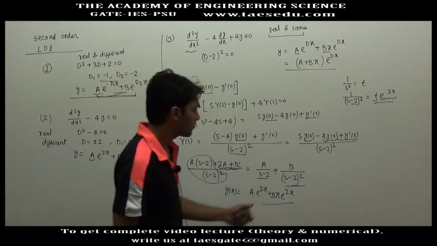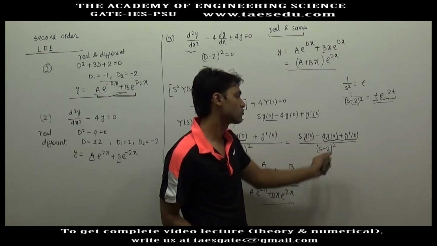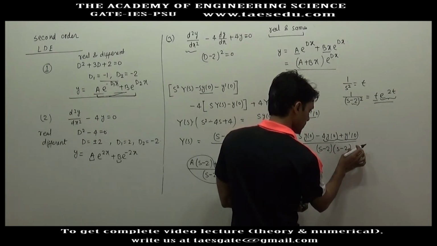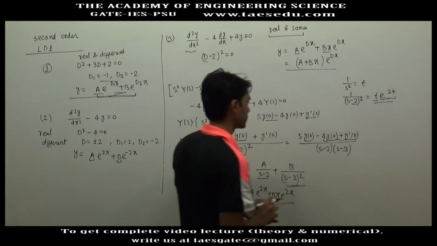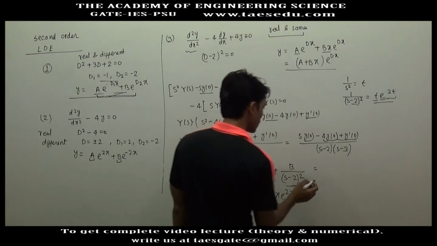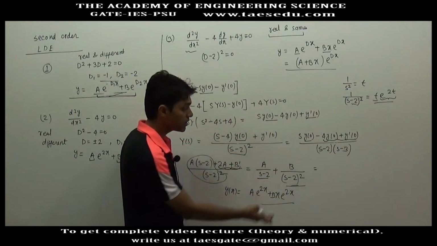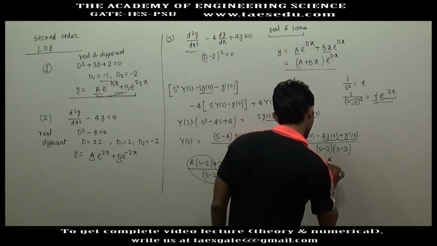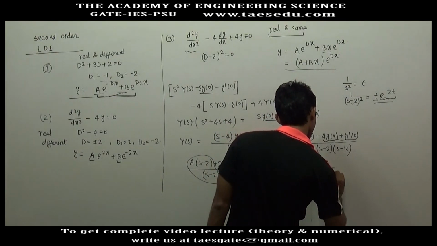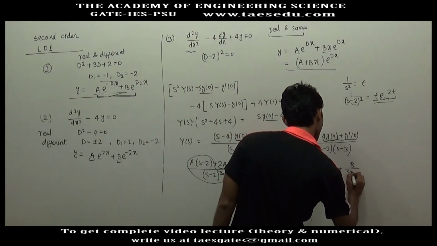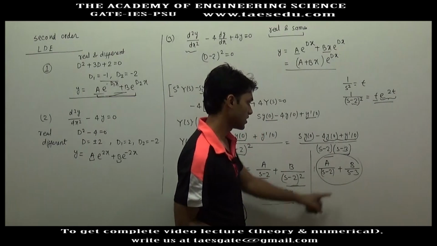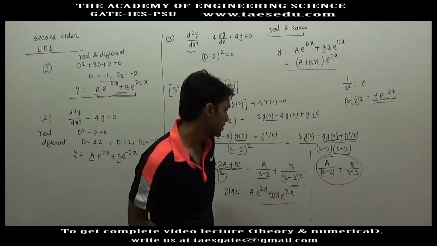Now think, if we did not have the (s minus 2) whole square term, instead of (s minus 2) into (s minus 2), let's say we have (s minus 3). Now if you take the partial fraction of this quantity, you will not get any square term in the denominator. The form of the partial fraction will be a divided by (s minus 2) plus b divided by (s minus 3). If the two factors are different, you will get this type of partial fraction. There will be no square term in the denominator.